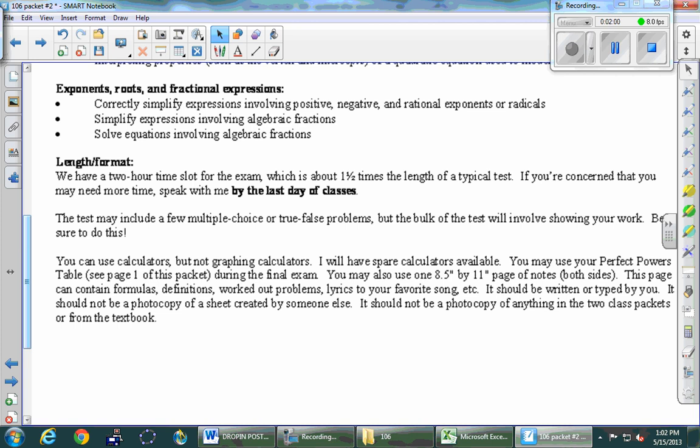Okay, length and format. I mentioned that we have a 2-hour time slot. The test is about 1.5 times the length of a typical test, but everybody can start a little bit early at 12:30. The test does include a few multiple choice and true-false problems, so it's going to look a tiny bit different than our previous ones, so just putting it out there not to be surprised when the first page has some multiple choice problems on it. The bulk of the test will look exactly like the tests that we've taken this semester, where you have to show your work and give me all the details.